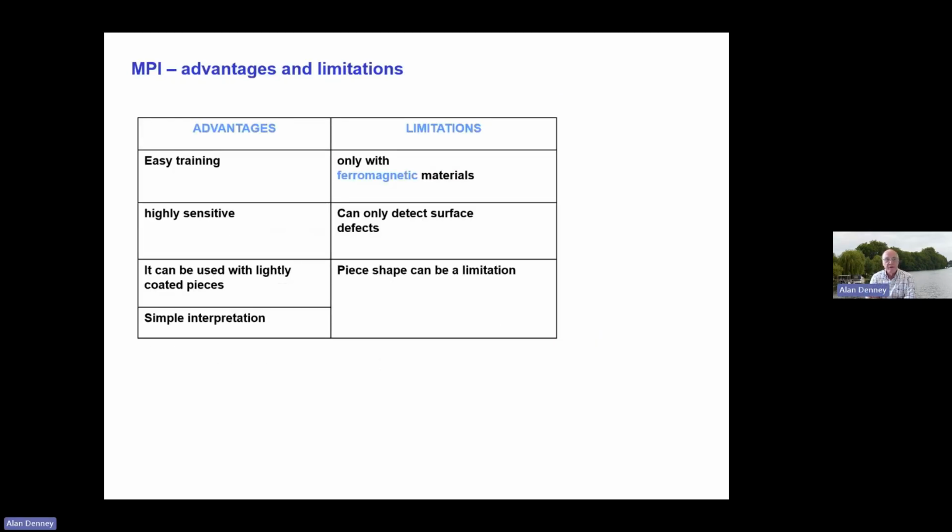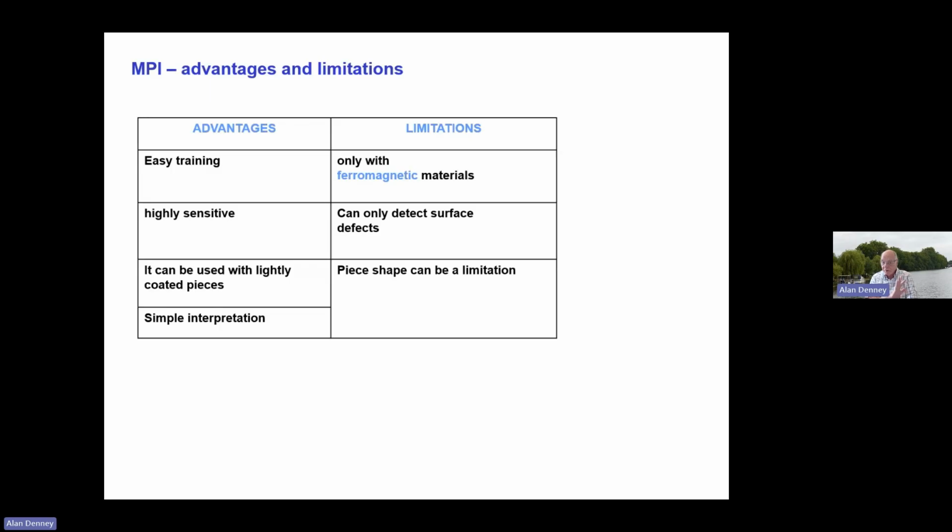So what are the benefits, advantages, limitations of MPI? Well, it's relatively easy training. The limitation is it's only used with ferromagnetic materials, of course. It's very sensitive, but it can only detect surface defects. You can actually use it with lightly coated pieces, but generally best applied to bare pieces.